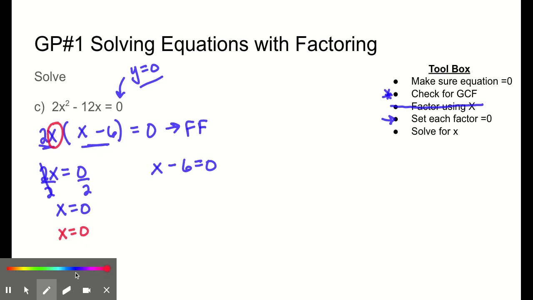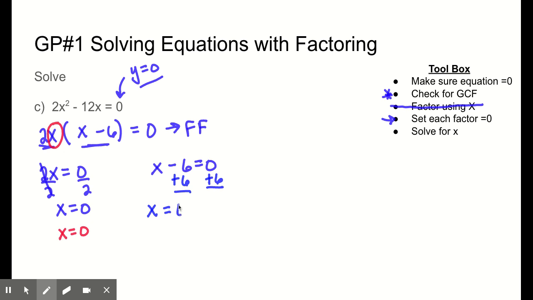Over here for the x minus 6, we have to add 6 on both sides, and we get an x-intercept of x equals 6. So we add the 6 to both sides, and we get an x value of 6. And that is our x-intercept, 6 when y equals 0. So if we were writing this as an x-intercept, we would write it as 6, 0. And if we were writing this one here as an x-intercept, that would be 0, 0.